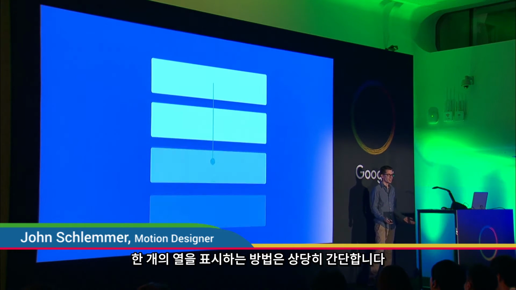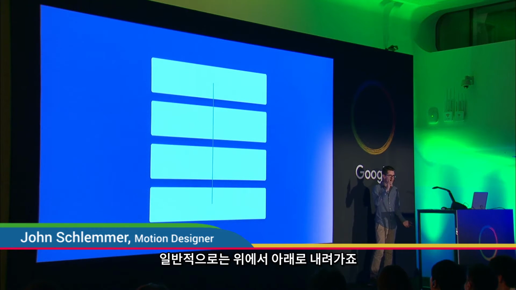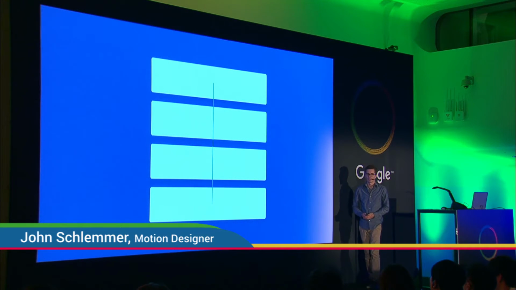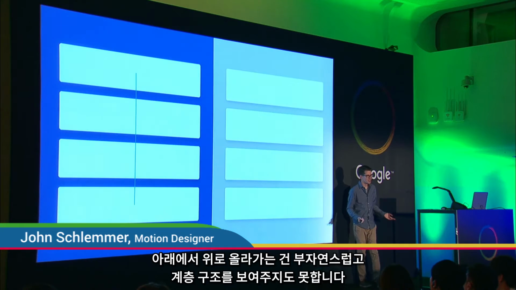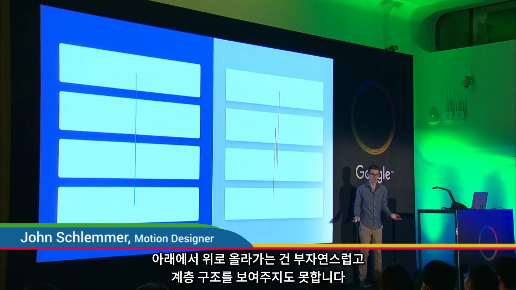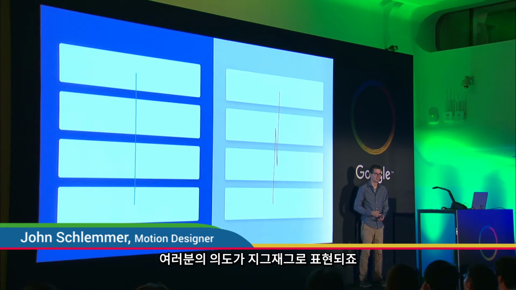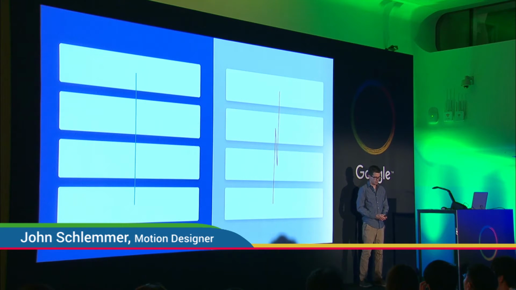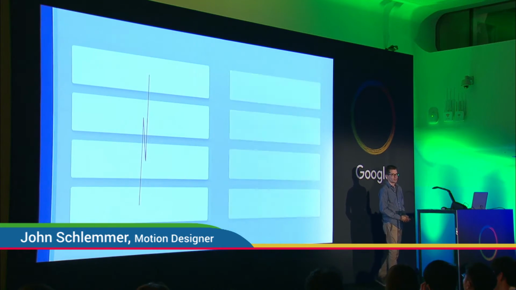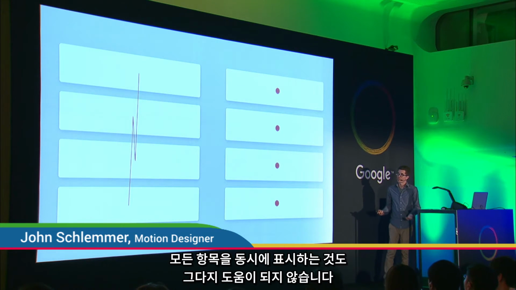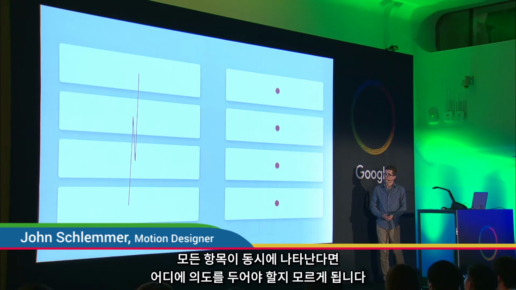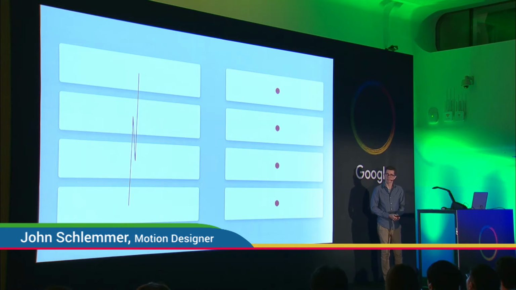So a single column list stagger is pretty straightforward. Top to bottom usually makes the most sense here. Changing this up feels unnatural and doesn't really help your hierarchy story either. Your attention is zigzagged as it appears. Having everything appear at the same time isn't really much better either. Where should your attention actually start if the whole screen is coming in at the same time?